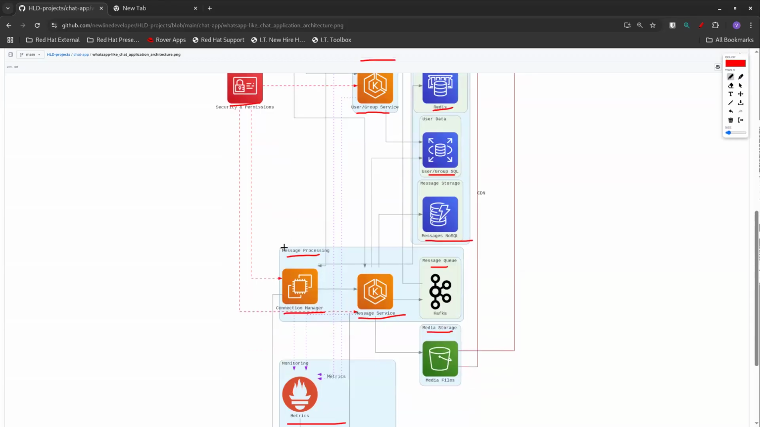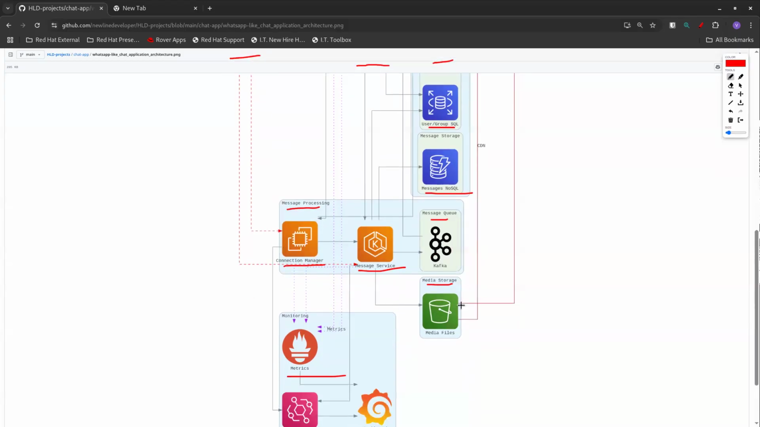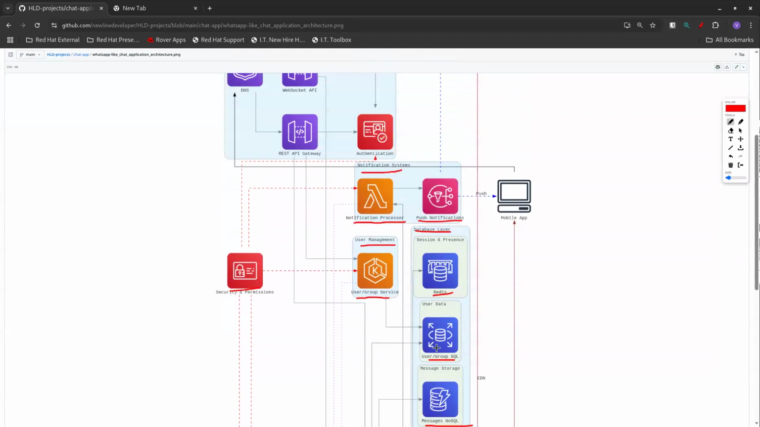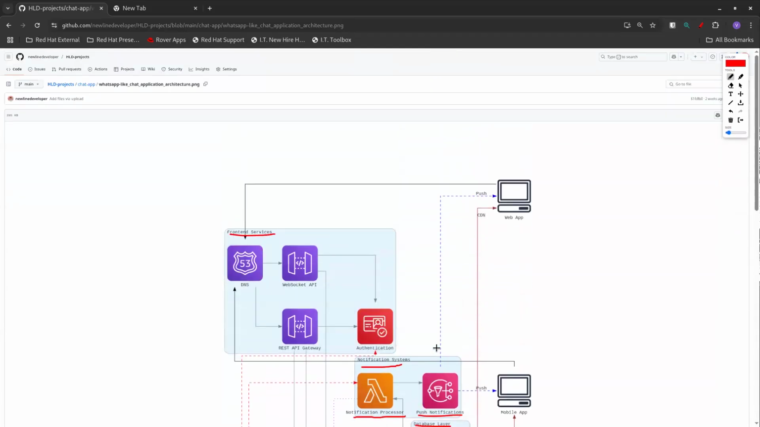And message processing service, we have a connection manager which is maintaining the WebSocket connections, and the message service will send the messages to the specific user. And then a message queue also we need to maintain the order. And then S3 for media file storage and monitoring service also we have. So this is all about the chat application development.